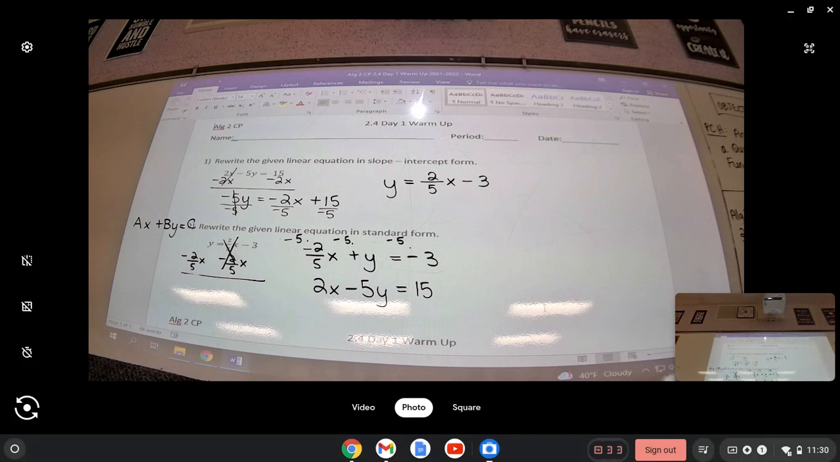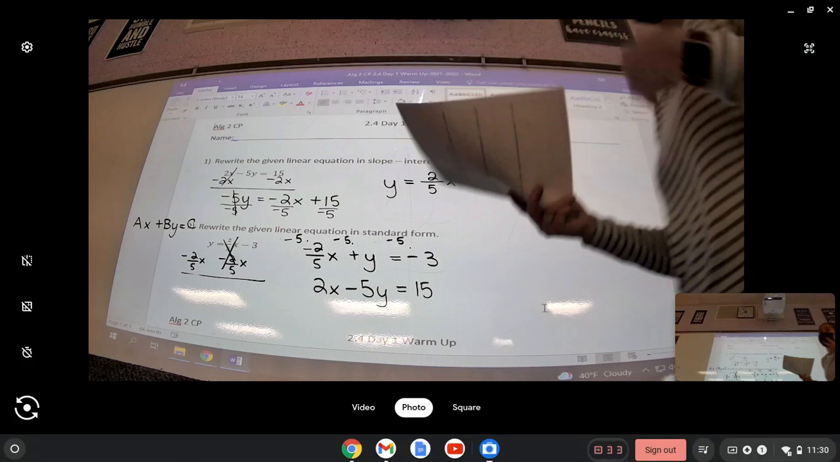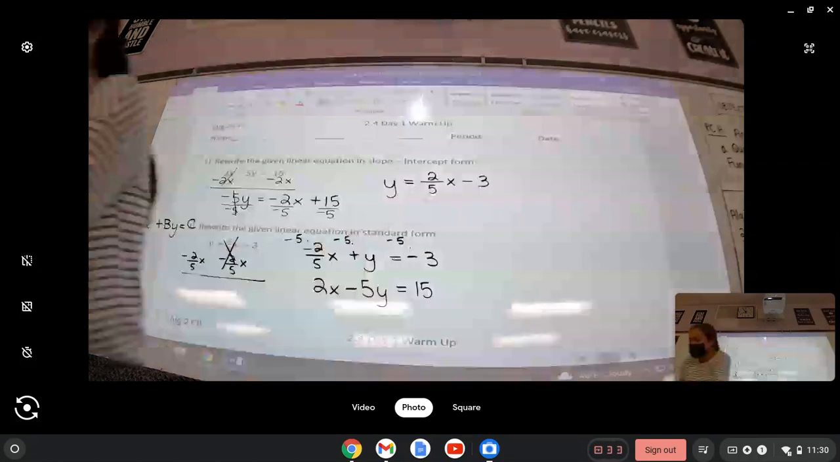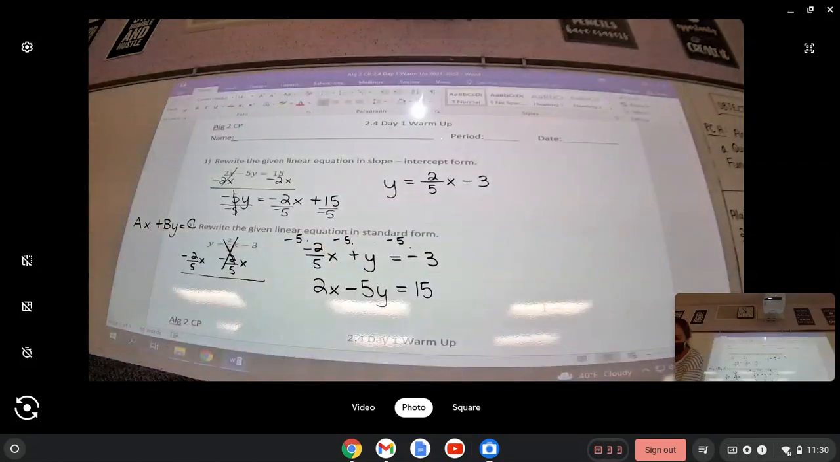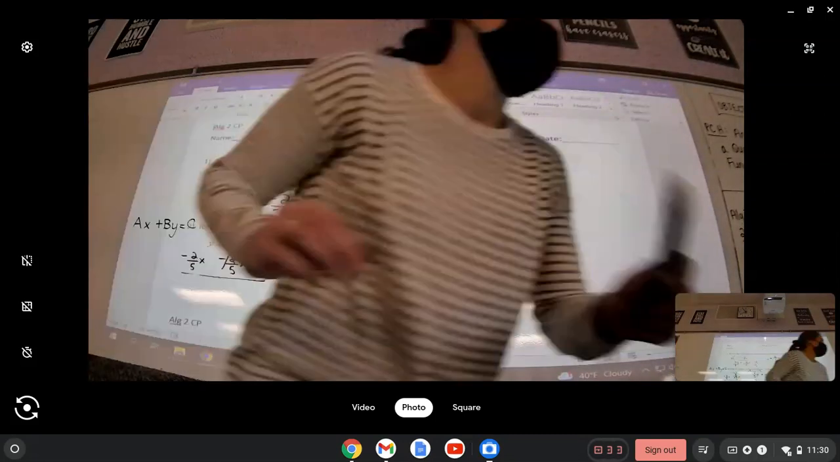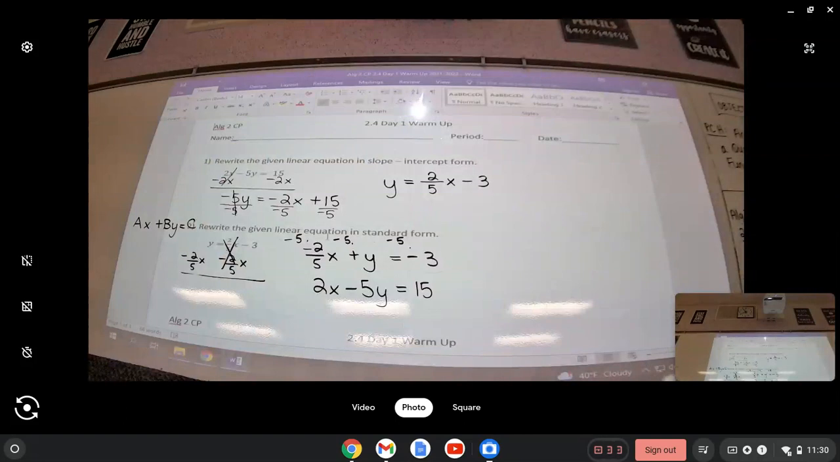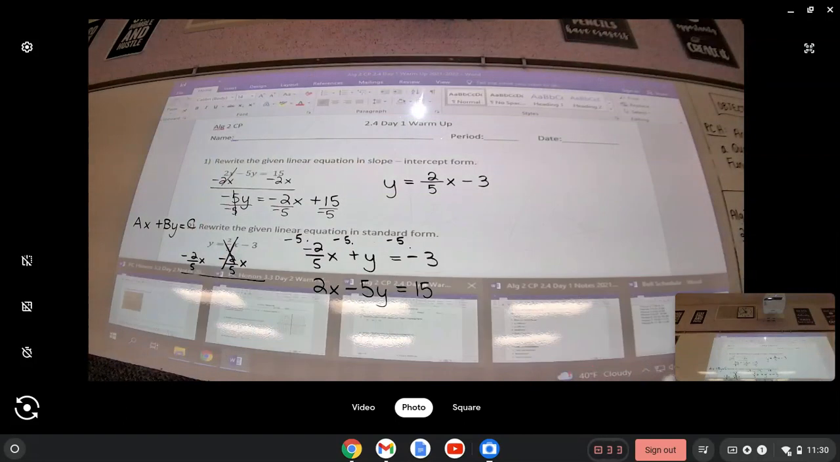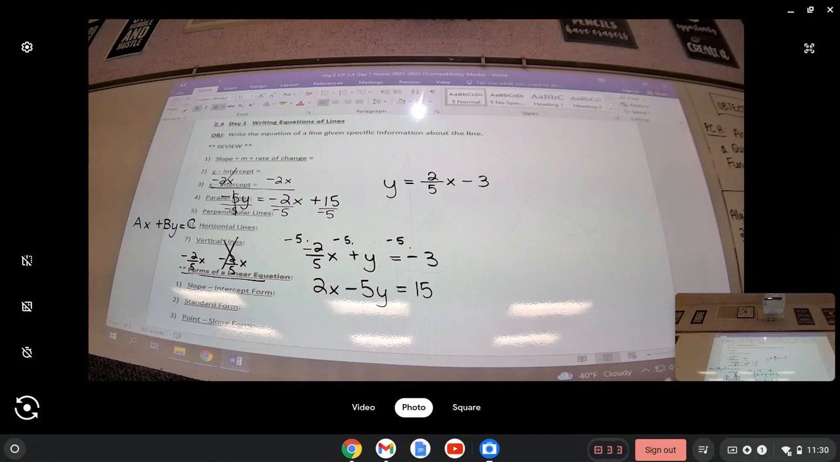So guys, please don't lose these notes because we're going to use them again tomorrow, and I won't have that many extra copies. Okay. All right, here we go.